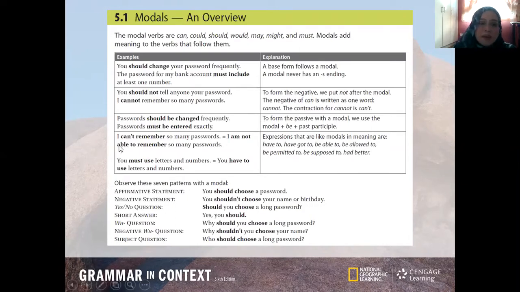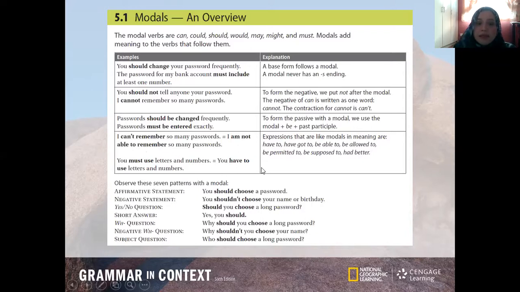For example, "I can't remember so many passwords" can be changed into "I am not able to remember so many passwords." So "I'm not able to" is similar in meaning to "can't."